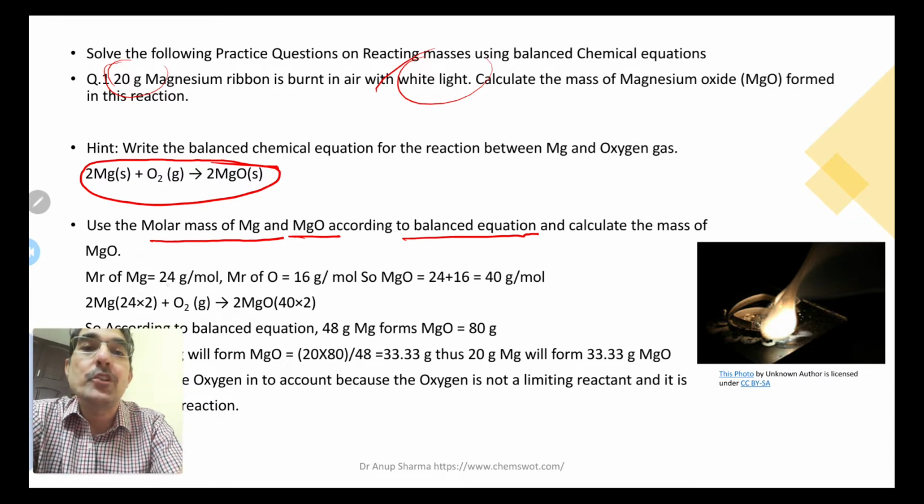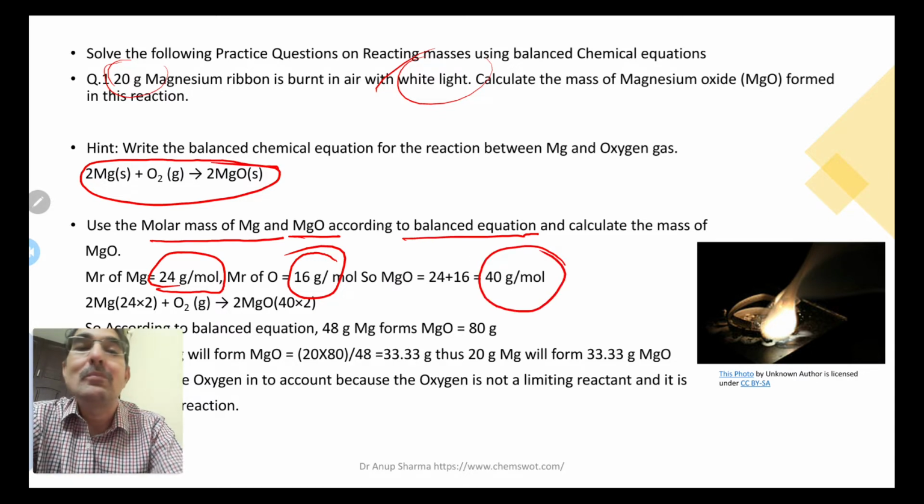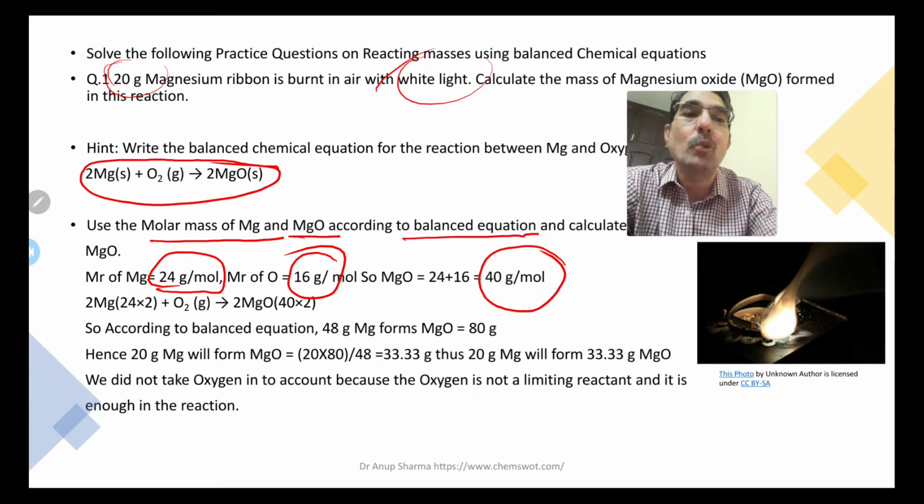So Mr of magnesium, from the periodic table we can get the relative atomic mass and write it in the form of molar mass, which is 24. Mr of oxygen is 16, so this is 16 gram per mole. And MgO means magnesium plus oxygen. Magnesium is 24 plus 16 for oxygen, so together it is 40 gram per mole. So 1 mole of magnesium oxide is 40 gram. And in the balanced equation you see there are 2 moles, so that means 40 times 2. So that's how we calculate the molar masses.